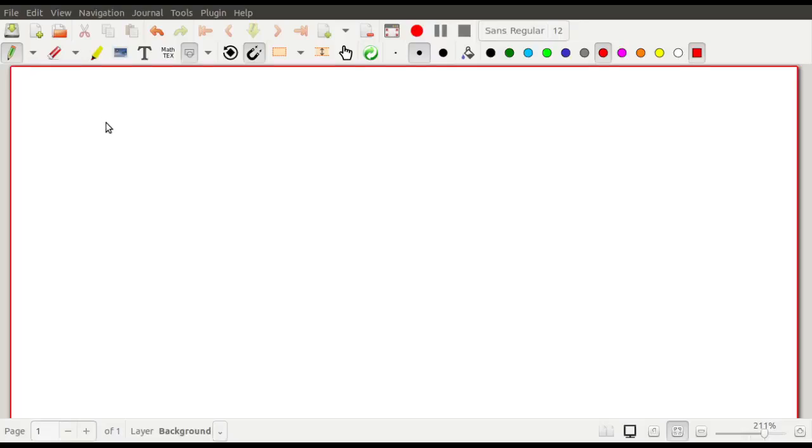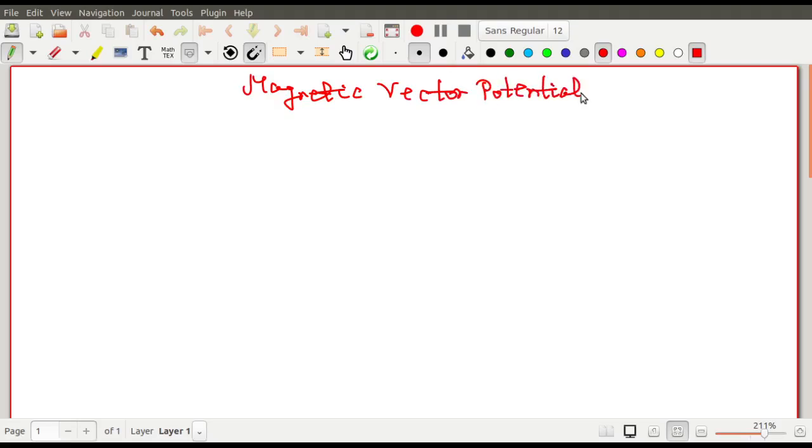Next, we will be discussing the magnetic vector potential of a solenoid. So first of all, we just put up a heading. Put a heading first: magnetic vector potential due to a solenoid. Magnetic vector potential due to a solenoid.